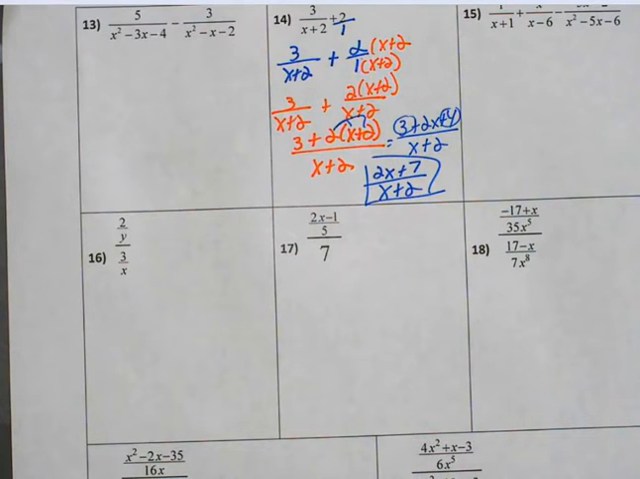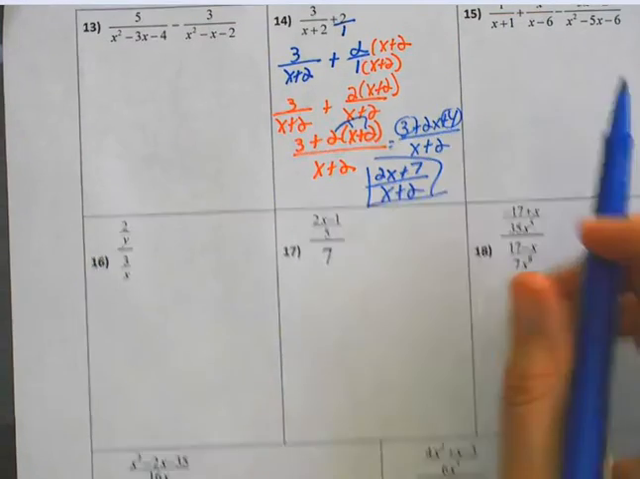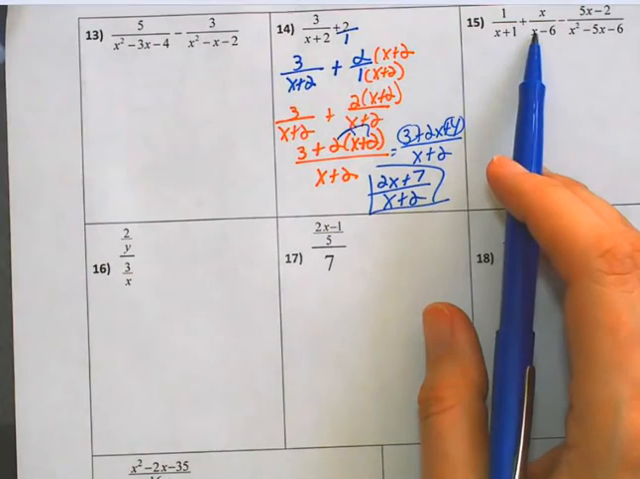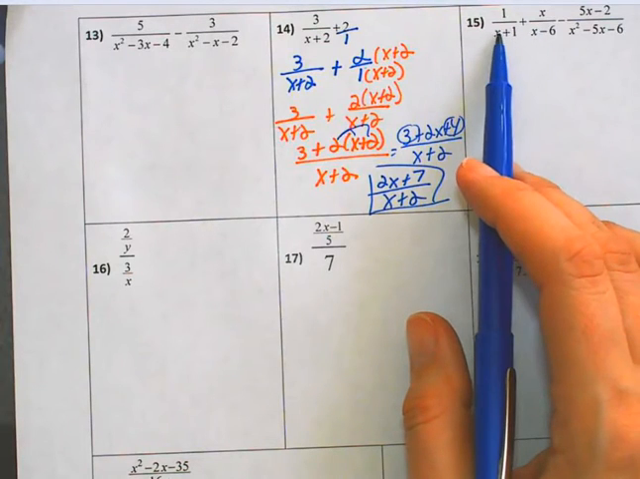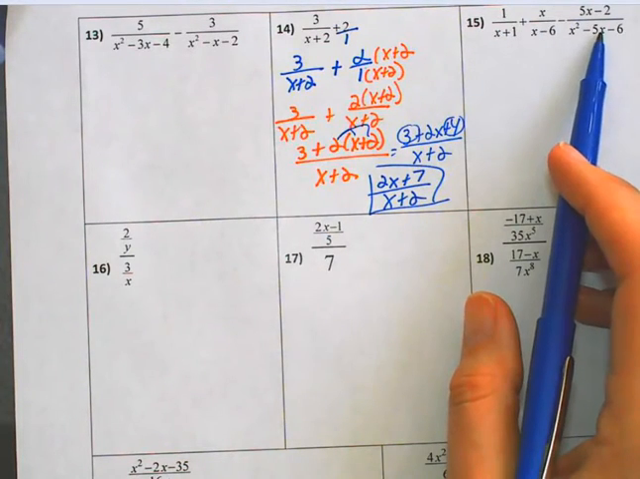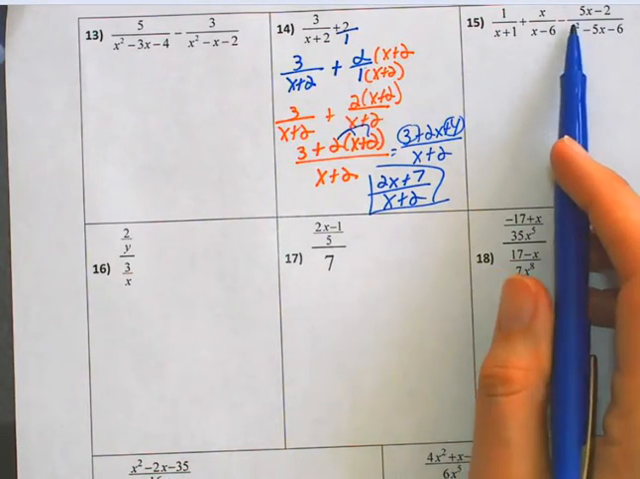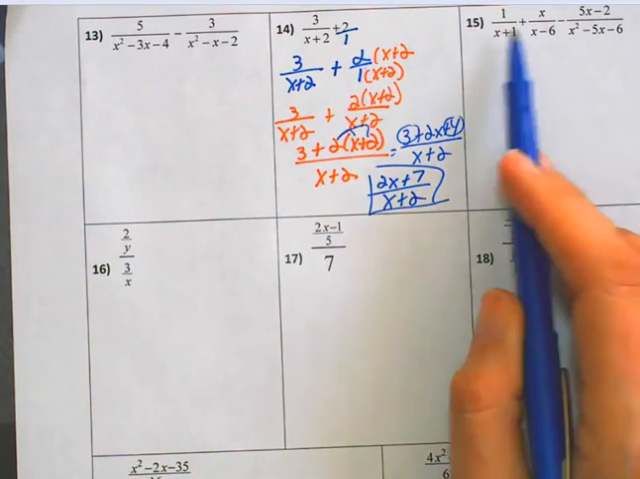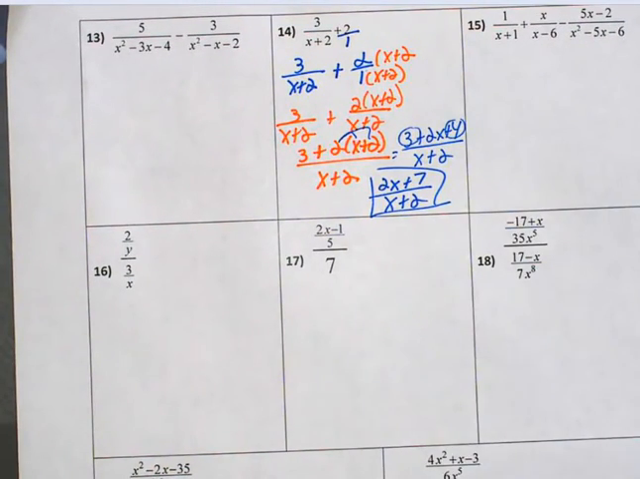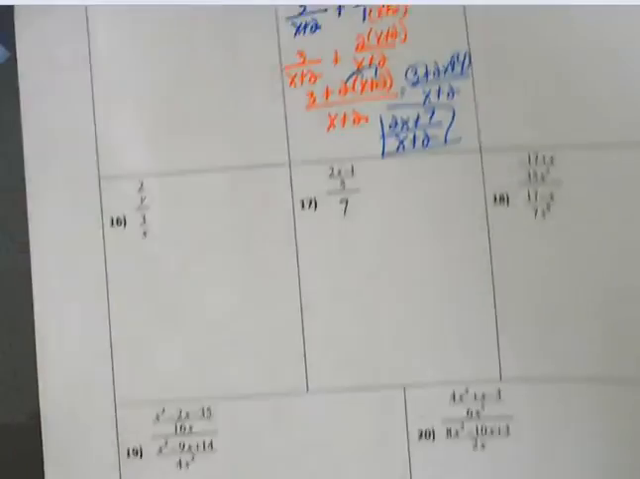15 looks a little intimidating, but I'm going to leave that one for you. Just make sure that you have the factors, a common denominator for all 3. My hint is to factor that first and then figure out what you need to multiply to get a common denominator in the bottom. All right, let's go on.